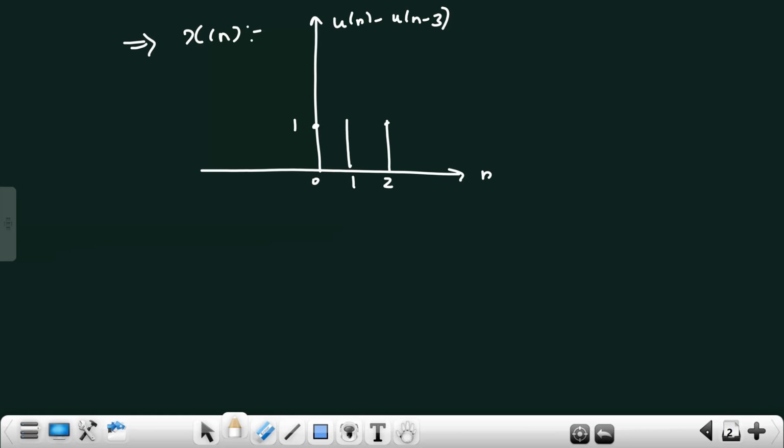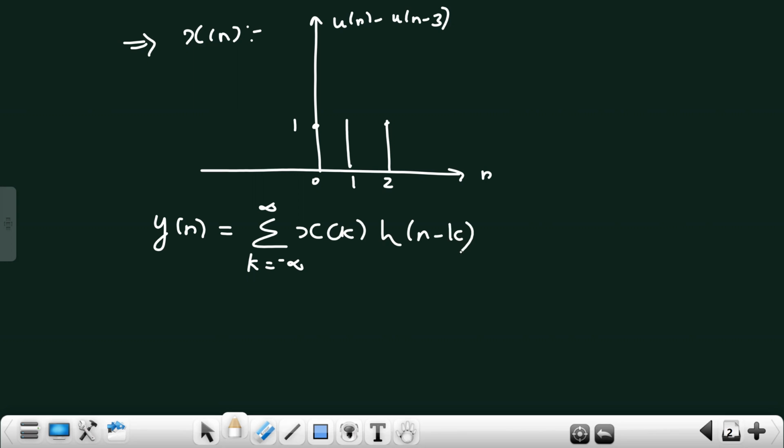Now, already you have h of n with you, and you know the equation. What is the output equation by using the convolution equation? y of n is equal to sigma k varies from minus infinity to infinity x of k into h of n minus k. So you need x of k and h of n minus k.